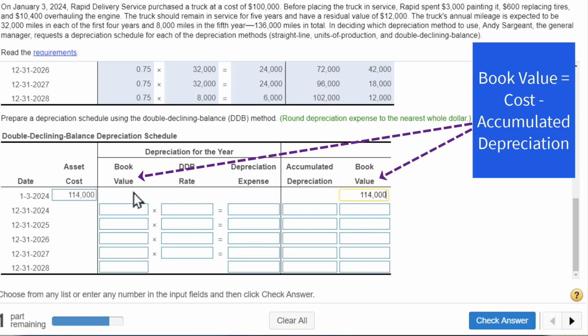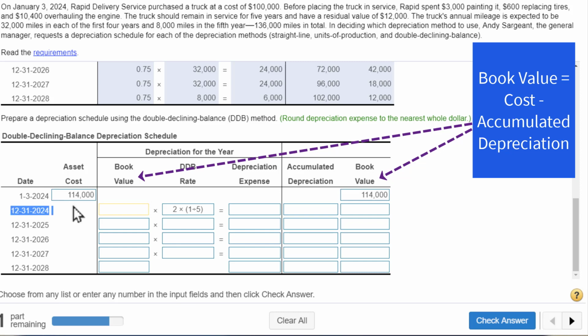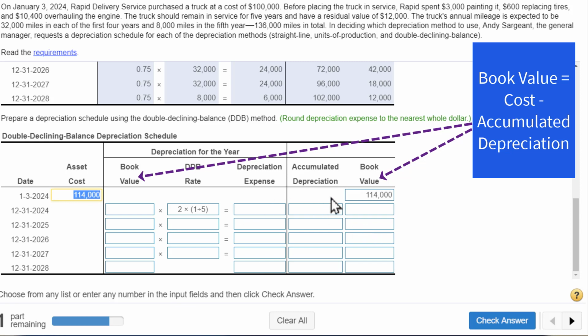So the formula for double declining balance is take the book value times the double declining balance rate, which is going to be 2 times 1 divided by 5. And 5 is the number of years that we expect to use this asset. So what is the book value of the item in that first year? Well, book value, remember, is cost minus accumulated depreciation. And there isn't any accumulated depreciation, not yet, because we've not calculated it for the first year. So the book value is $114,000.